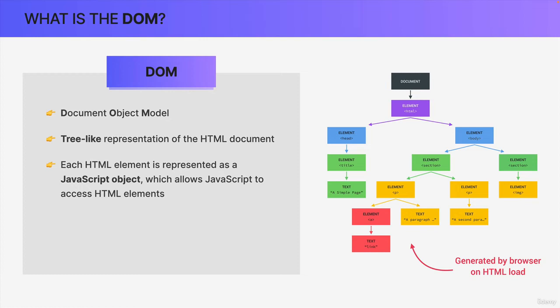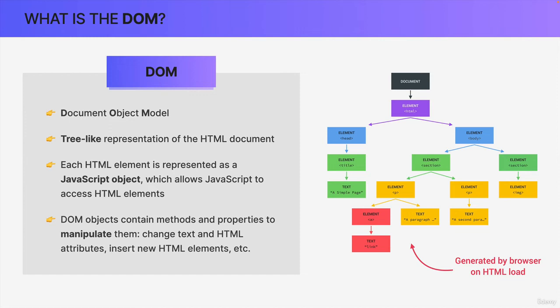And this is a huge deal, because each of these JavaScript DOM objects contains methods and properties to manipulate, so to change themselves, basically. So essentially, this means that the DOM allows us to change HTML using JavaScript, which we call DOM manipulation. So we can do stuff like changing text and HTML attributes, inserting or updating, or even deleting HTML elements, and many more.